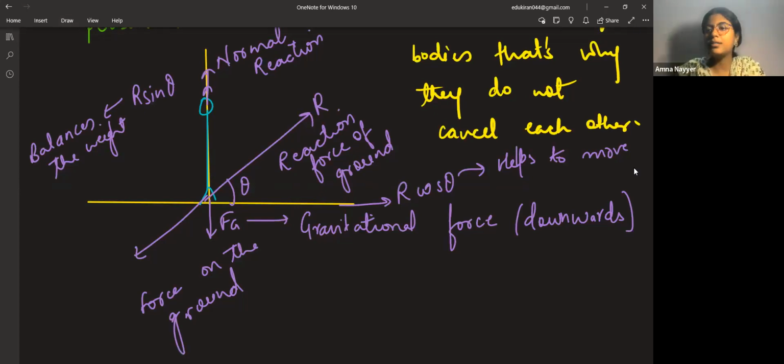Now let's talk about impulse. See what is meant by impulse. Impulse is actually a force only. The force that we have been studying, impulse is also a force. It's just that a force that acts for a very small duration of time, that we call impulse.